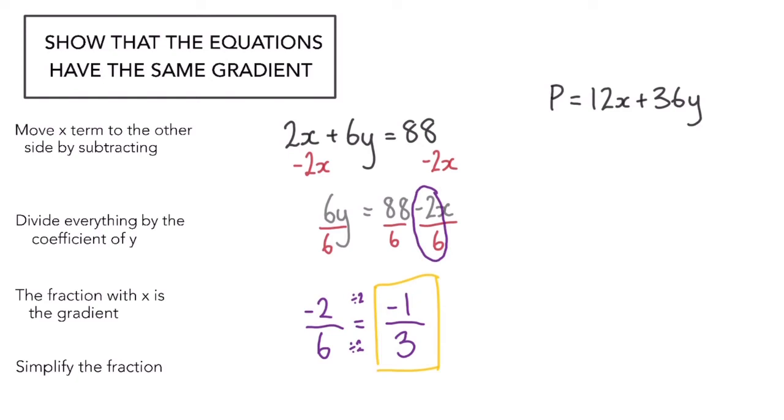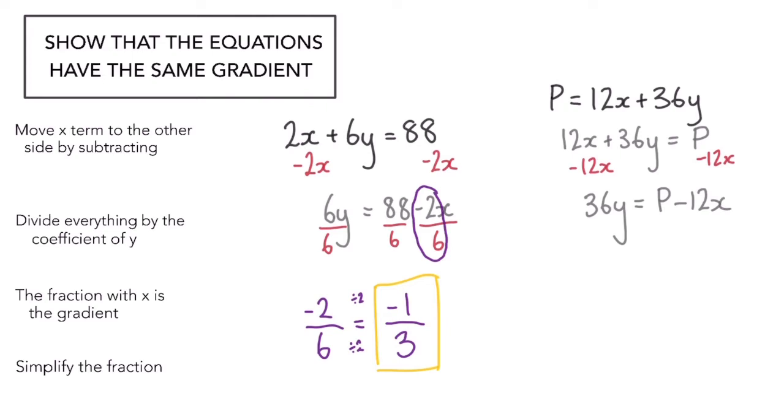The first thing that I'm going to do with this one is just swap around the left and right hand sides so that it looks similar to the format of the other equation. It's got the x thing plus the y thing equals the number or the letter. And then I'm going to move the x term to the side by subtracting 12x this time from both sides. I'm left with 36y on the left equals p minus 12x.